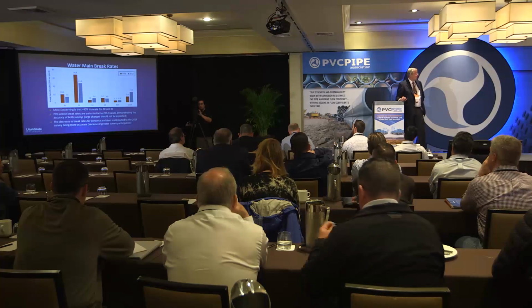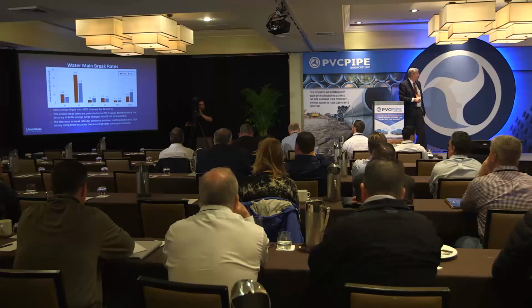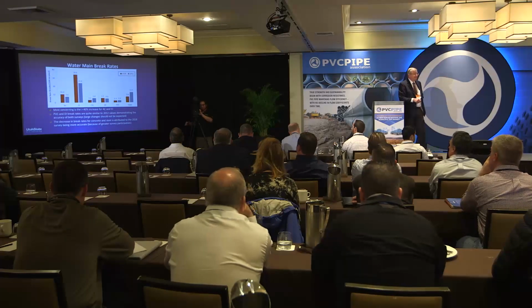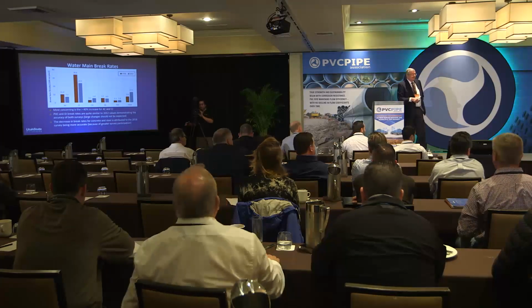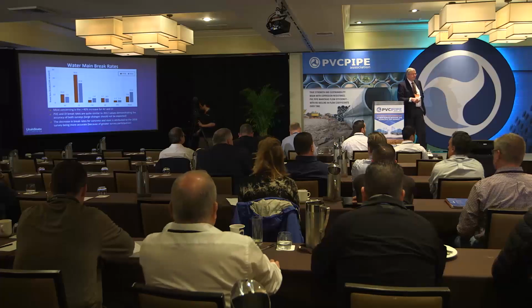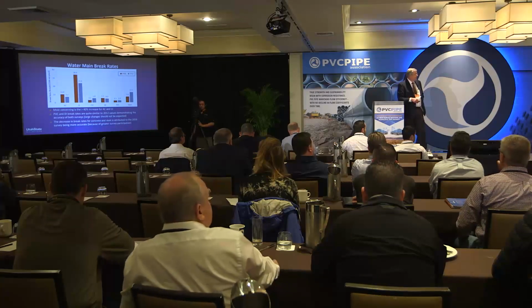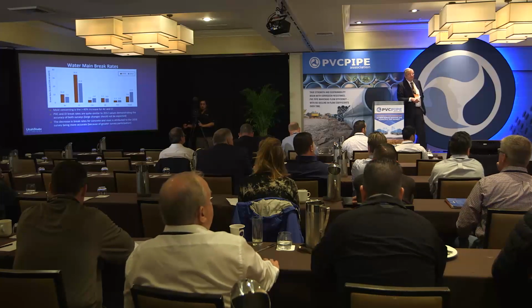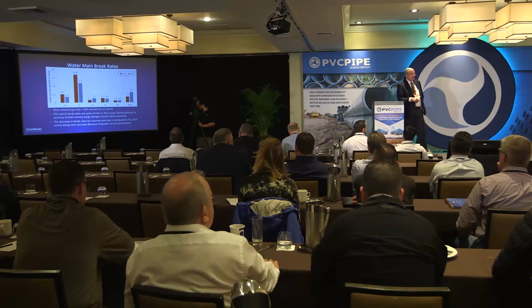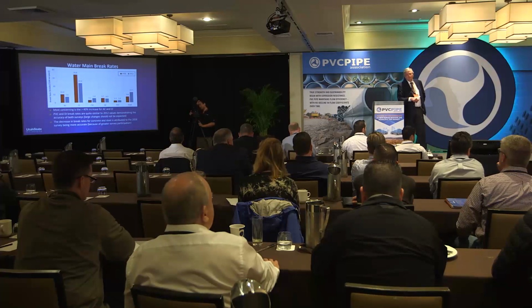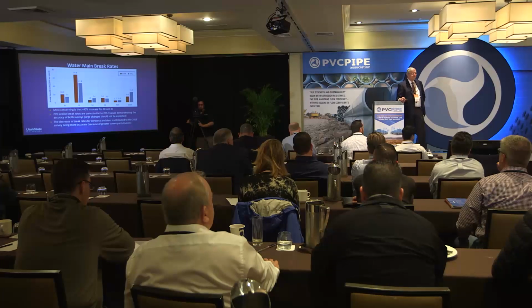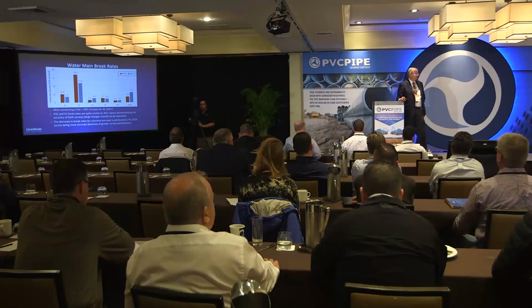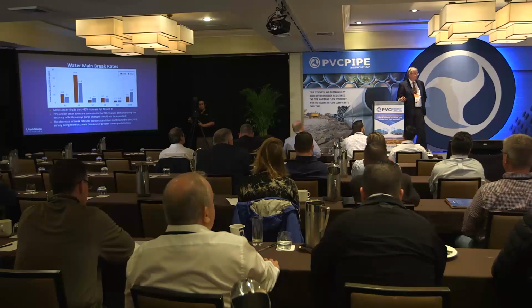But what does that highlight? What that highlights, guys, is this guy. Cast iron is going through the roof, break-wise. AC, the asbestos cement, likewise. Both of them over a 40% increase in break rates in the past 6 years. That's why I'm going to say things are not better. They're going to get worse.